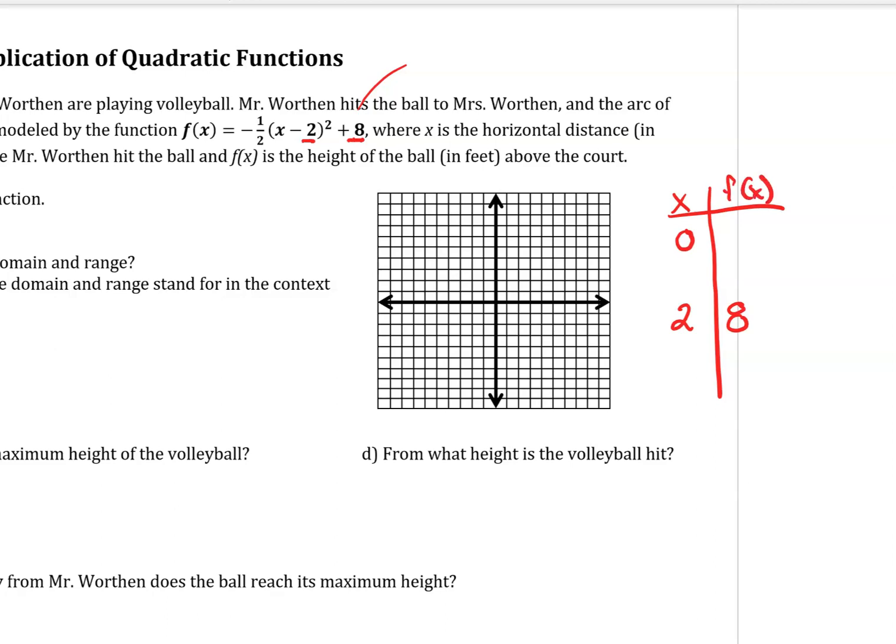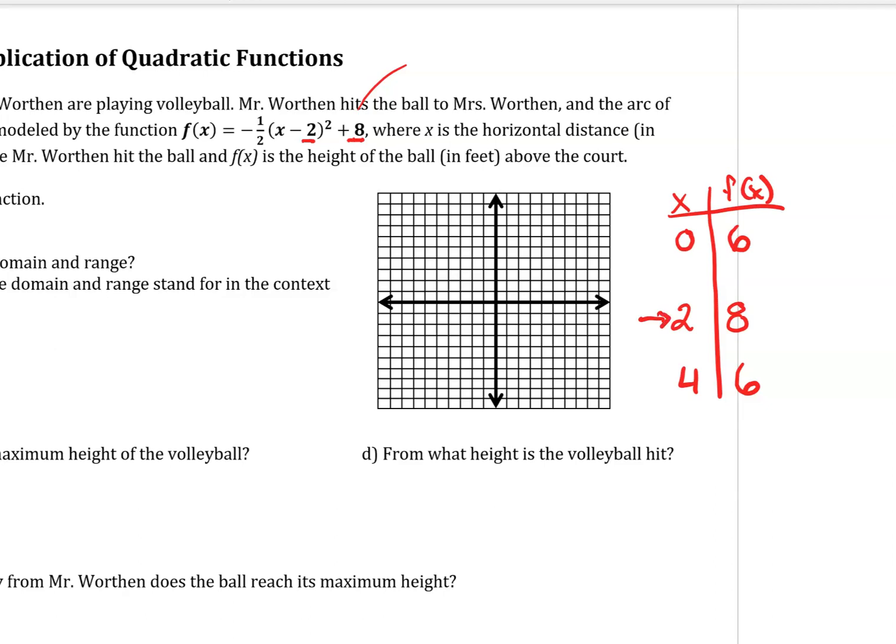If we put in 0 for x, 0 minus 2 is negative 2, negative 2 squared is 4, negative 1/2 times 4 is negative 2, negative 2 plus 8 is 6. If we put in 4 for x, 4 minus 2 is 2, 2 squared is 4, negative 1/2 times 4 is negative 2, negative 2 plus 8 is 6. Parabolas are symmetric about the vertex. So let's go ahead and plot these 3 points first.